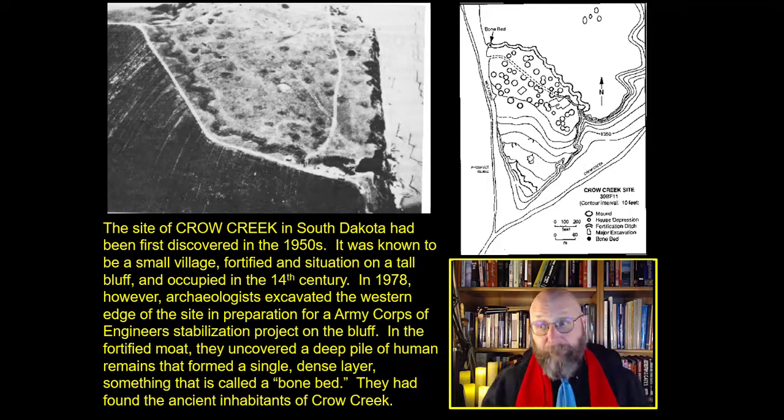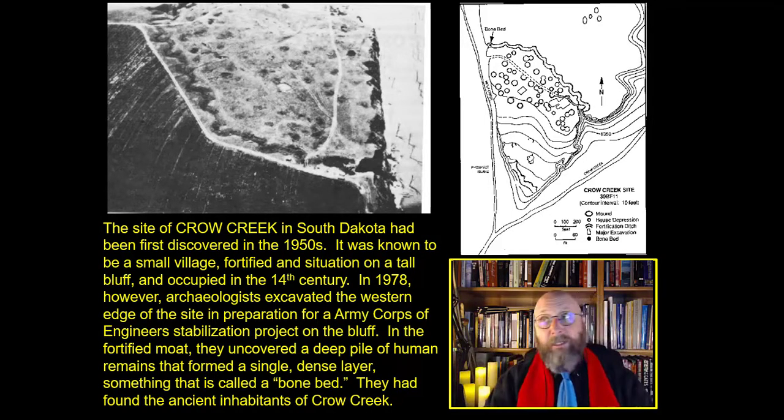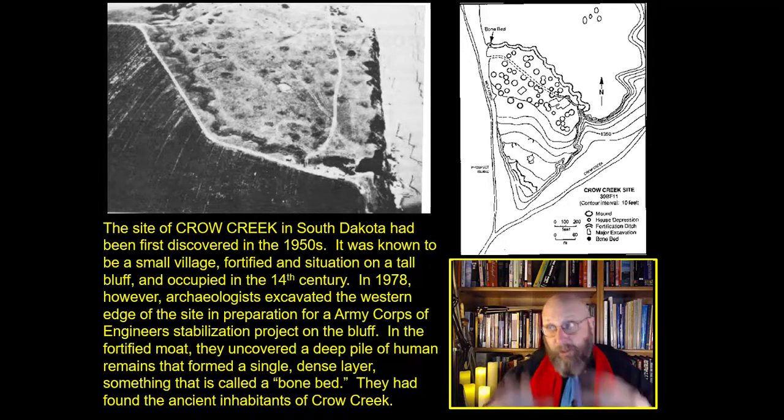Now, the site of Crow Creek itself had been first discovered in the 1950s, but it really wasn't investigated until the 1970s, because in the 1970s, the Army Corps of Engineers was concerned that the waterway, Crow Creek itself, was actually eroding the base of the cliffs, and they were afraid that the entire ancient town might collapse. So they were looking at launching stabilization efforts, but before they could do any kind of actual large-scale engineering, they asked archaeologists to come in and investigate the town itself, so that they could know what was inside this ancient town. And the archaeologists began to excavate in and around the fortifications and inside the town itself.